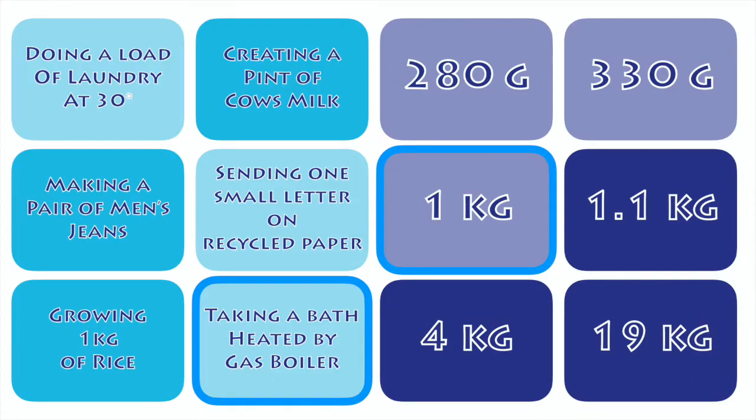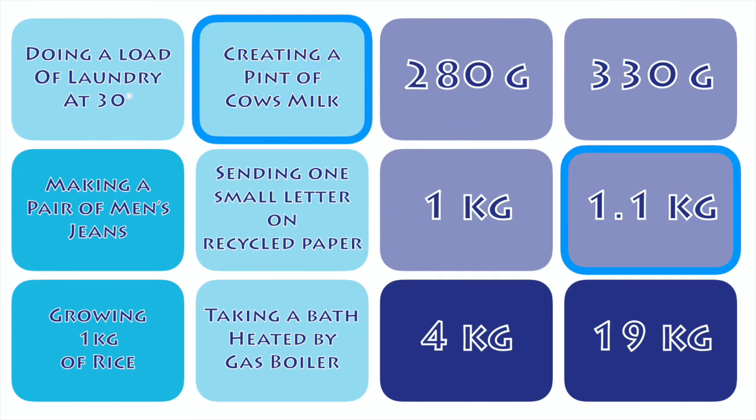Moving right along, the next 2 figures are also quite close together at 1 and 1.1 kilograms. Have you got 2 activities in mind? And do you think they're the right way round? The lower of the 2 is taking a bath heated by gas boiler, costing around 1 kilogram of carbon, while creating a pint of UK's cow's milk costs around 1.1 kilograms.